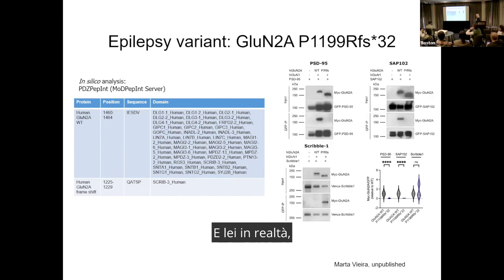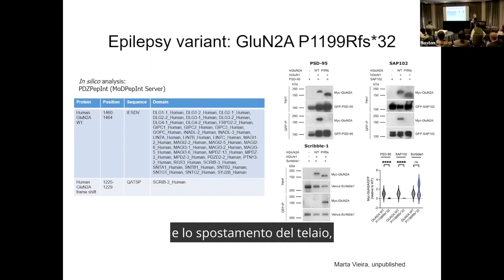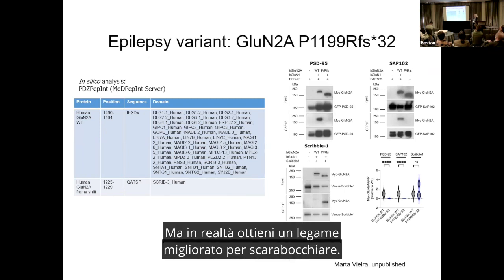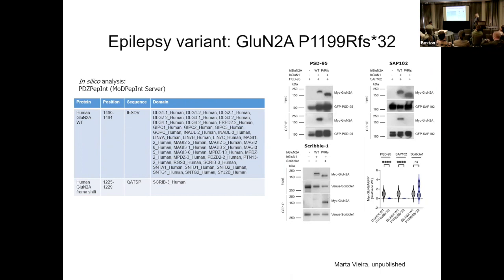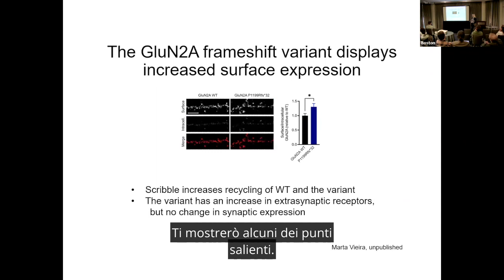And she actually, Marta did experiments comparing the wild type and the frame shift, which is going to migrate smaller because it's a shorter protein, and did co-IPs. And as you would imagine, you lose binding to PSD95 and to FAP1 and 2, but you actually get enhanced binding to scribble. I'm not going to show you all the data from this.